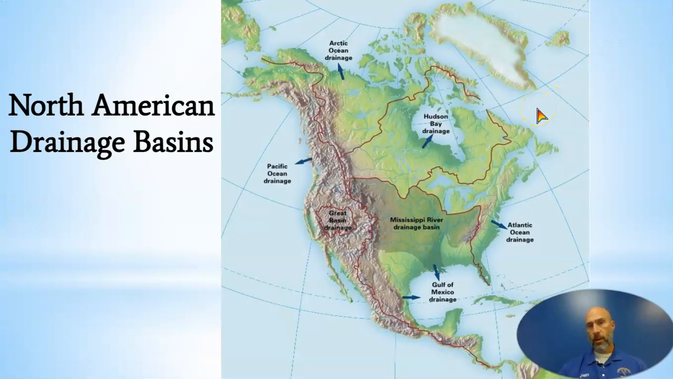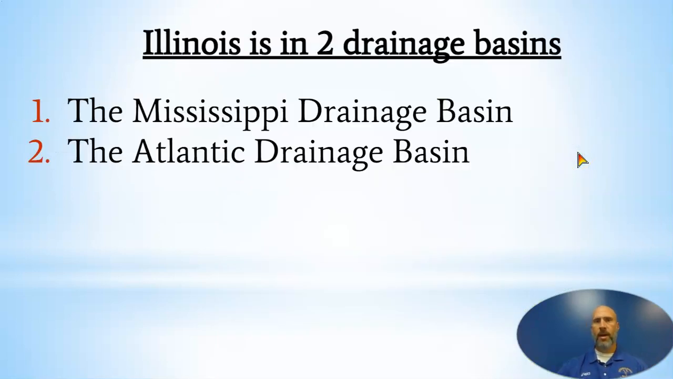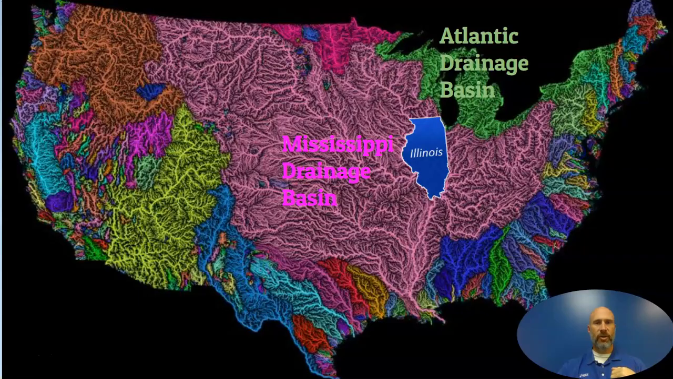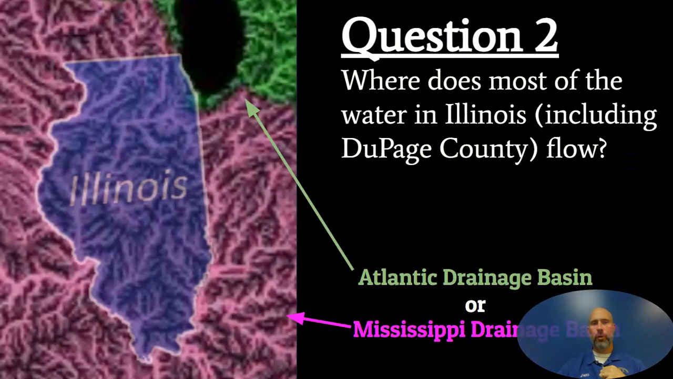Now, if you look at North America overall, right, we've got several drainage basins, and then the red lines are showing the divides, okay, of where the water in North America is going to flow. Now, Illinois, we're served by two of those drainage basins, the Mississippi Drainage Basin and the Atlantic Drainage Basin. Okay, so here you can see a map showing those basins colored, right? So the Mississippi is here in pink, and then the Atlantic is up here in green. So those are the two that serve Illinois.